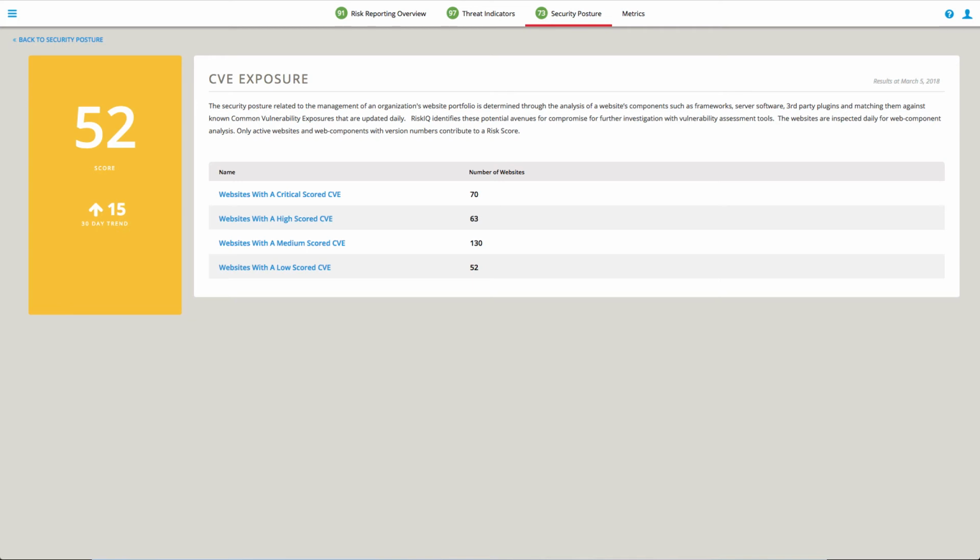Website CVE exposure. The security posture related to the management of an organization's website portfolio is determined through the analysis of the website's components. Frameworks, server software, and third-party plugins are matched against known vulnerability exposures daily. These identified potential avenues of compromise should be further investigated by the organization with vulnerability assessment tools. Only active websites and web components with version numbers contribute to a risk reporting score.